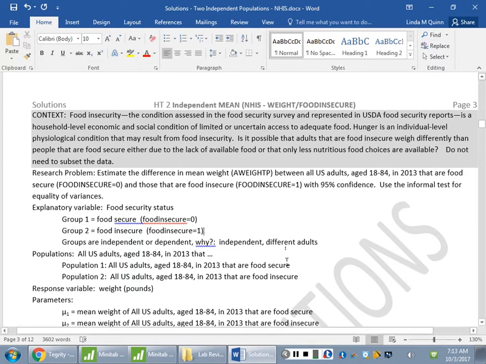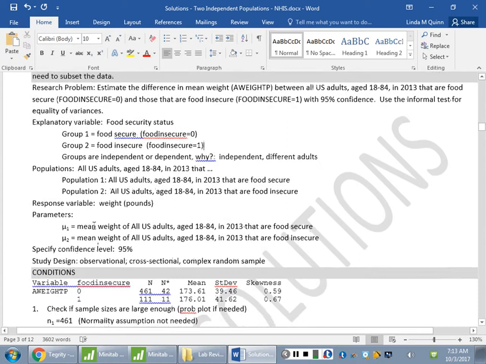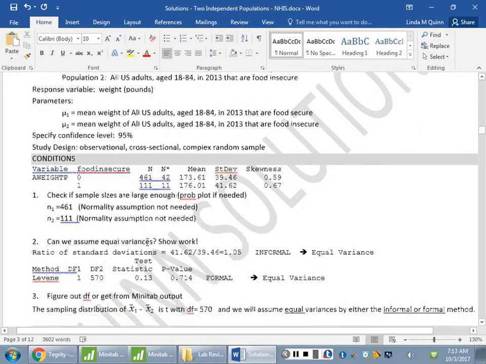Our parameters then are the mean, that's the key word, weight, the variable of interest, for this population, so for all U.S. adults that are food secure and food insecure. We're doing this at 95%. So we've got to go to our condition section.